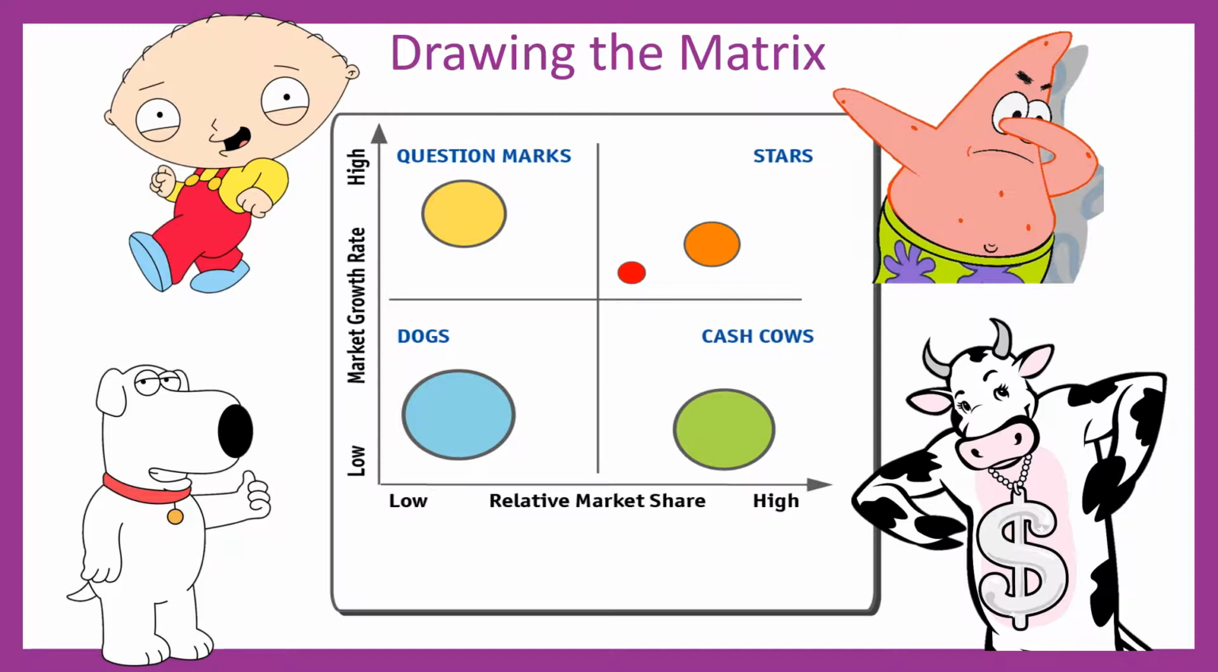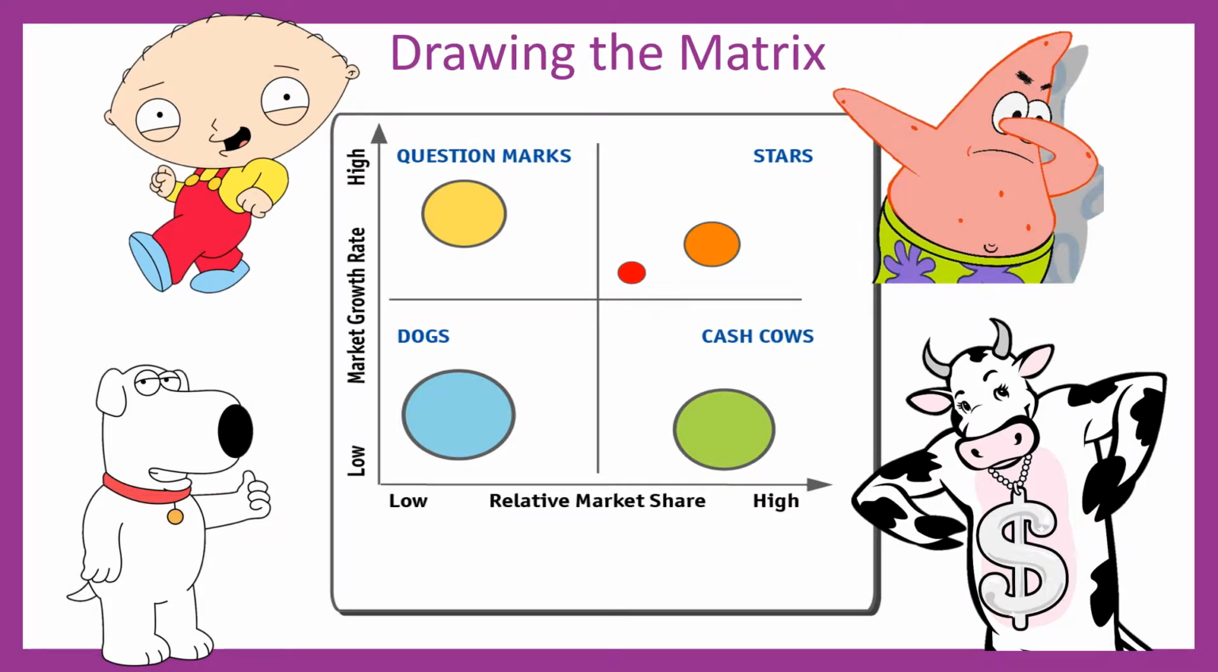So when we actually draw the Boston Matrix, this is one of the methods that you can use. Here you can see that we've got low relative market share going up to high relative market share. This is how much of your overall market your company actually has, usually done as a percentage. So you can look at how much percentage that particular product owns of a particular industry or market.